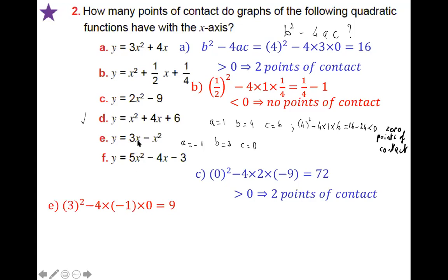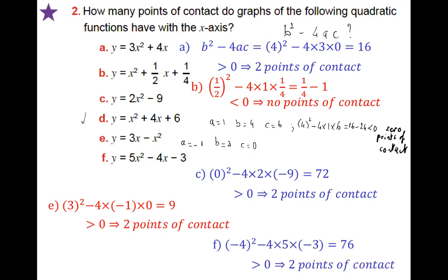For E, you need to be careful here. Remember, A is the coefficient of x squared, so that's -1. B is 3 and C is 0. So if you do that, you get 3 squared minus 0, which is 9, so 2 points of contact. And for the last one, F, you get again a positive value, which tells us we've got 2 points of contact. So this is us calculating every single discriminant.